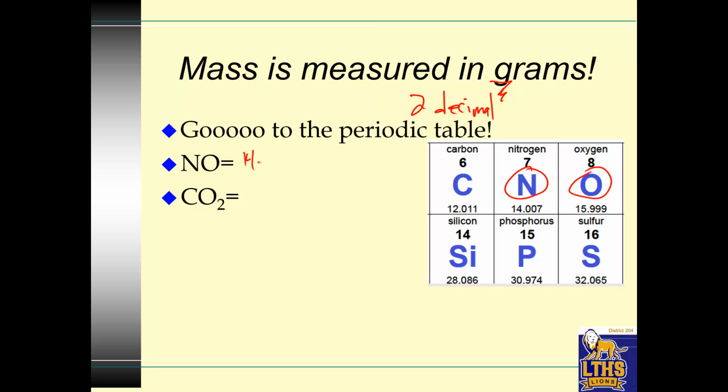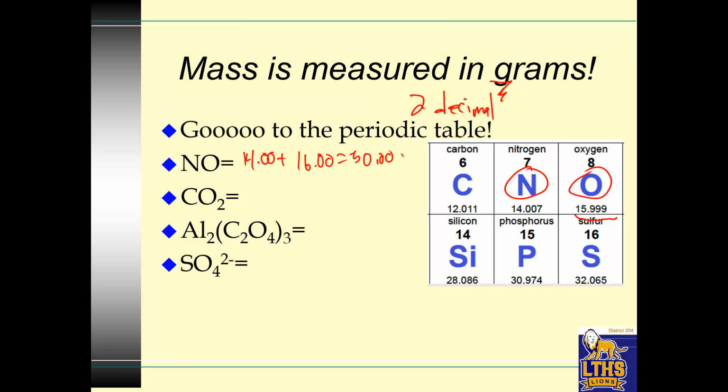14.007 would be 14.00 plus oxygen. See that 15.999? That's 16.00. And that's 30.00. And we're going to call that grams per mole. Okay? So CO2. What am I going to say for carbon? 12.01 plus, now I have 2 oxygens.